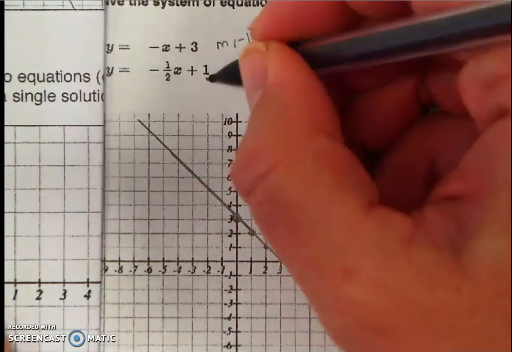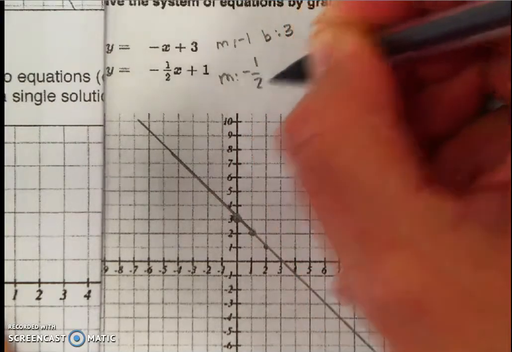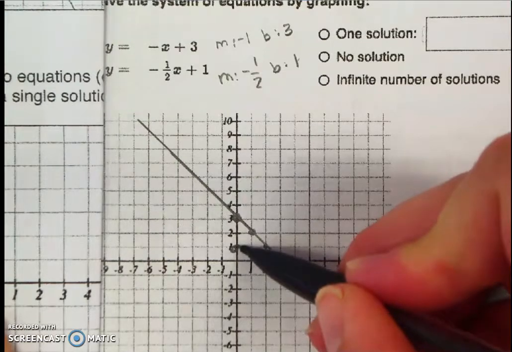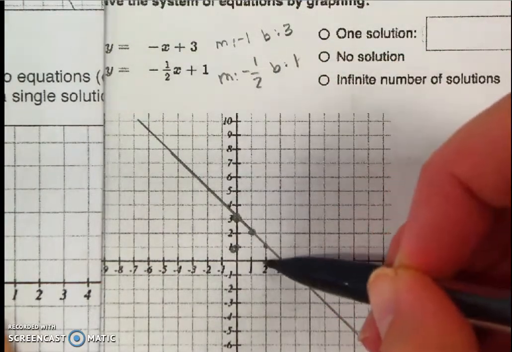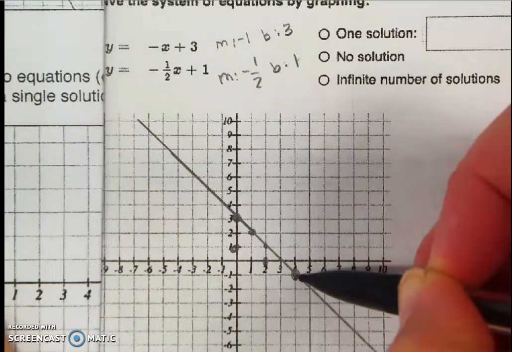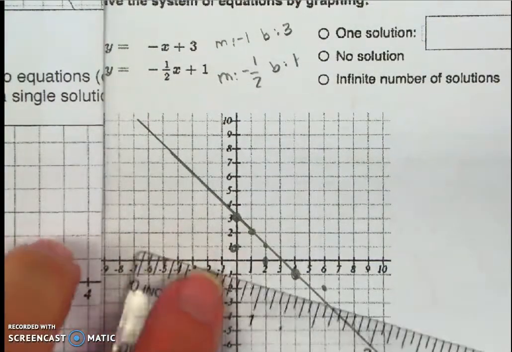Second line, slope-intercept form. I see the slope is negative 1/2. The y-intercept is 1. So this one's going to cross at 1 and then go down 1, right 2. Down 1, right 2. I didn't hit it yet. Down 1, right 2. Oop, there it is. But I'll do an extra point. Down 1, right 2. Now I line up my ruler there.